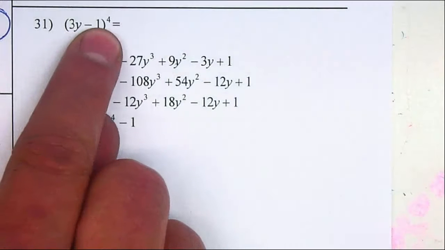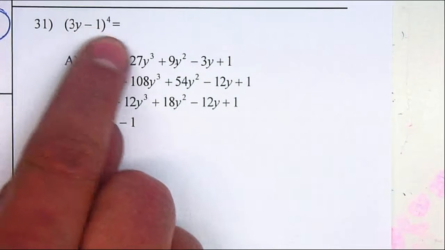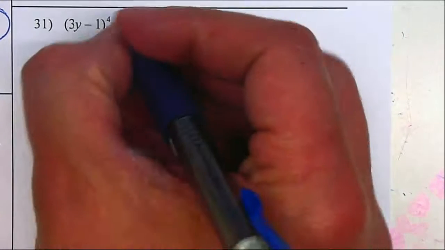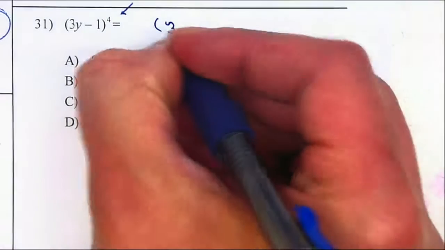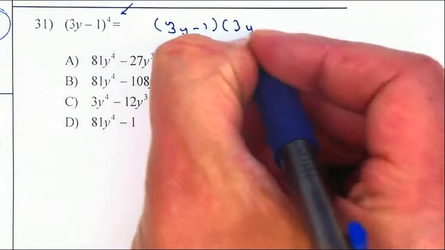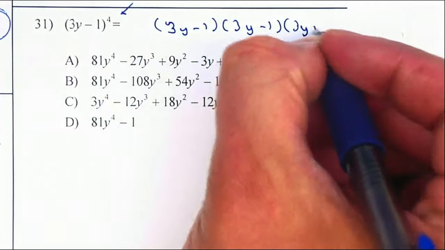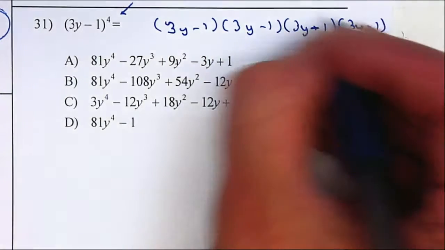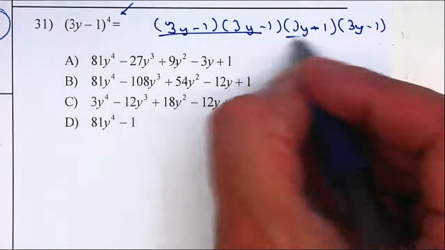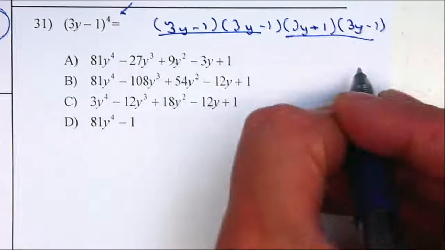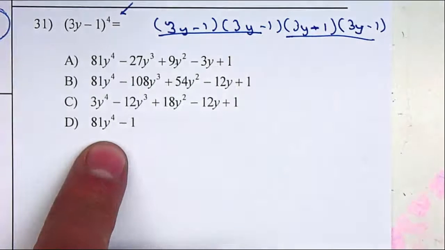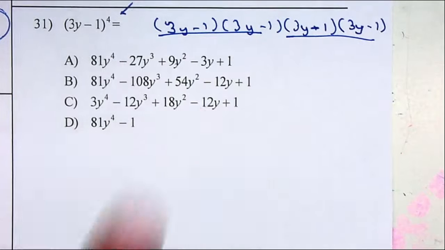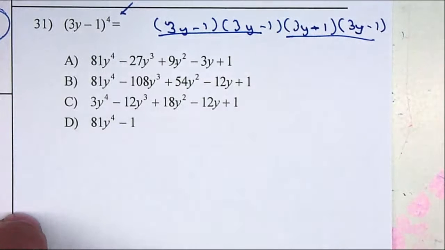3y minus 1 to the 4th power. Of course, if you want, you can rewrite it 4 times: 3y minus 1, 3y minus 1, 3y minus 1, and 3y minus 1, and just multiply the first two, multiply the second two, and whatever your answers are, multiply again, and you'll get the correct answer. But it'll be a bit easier if we use the binomial theorem.